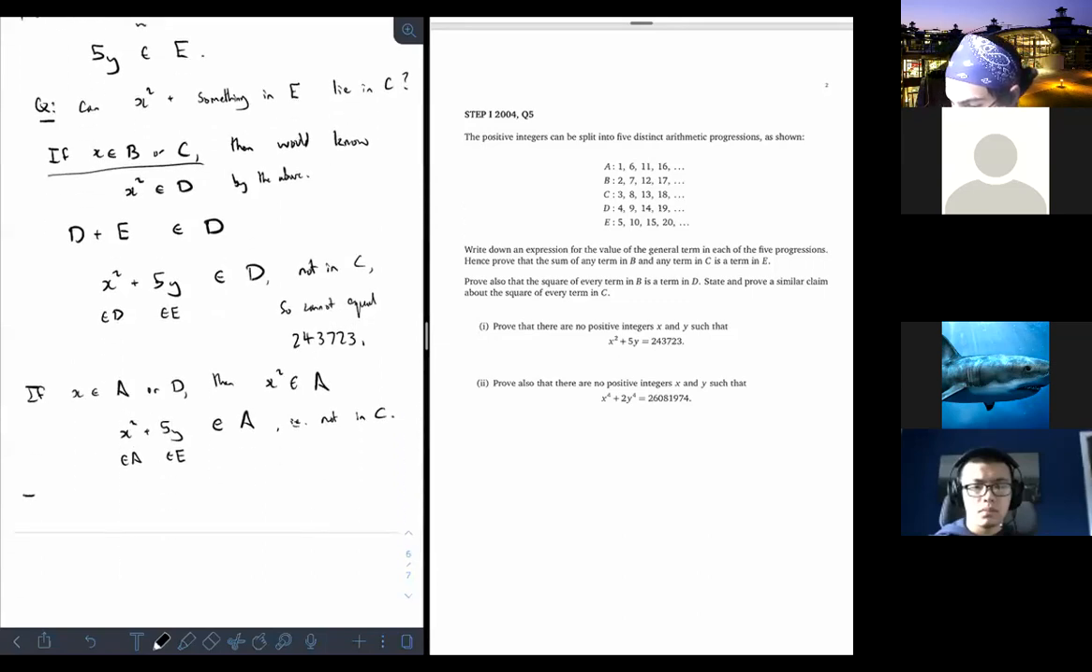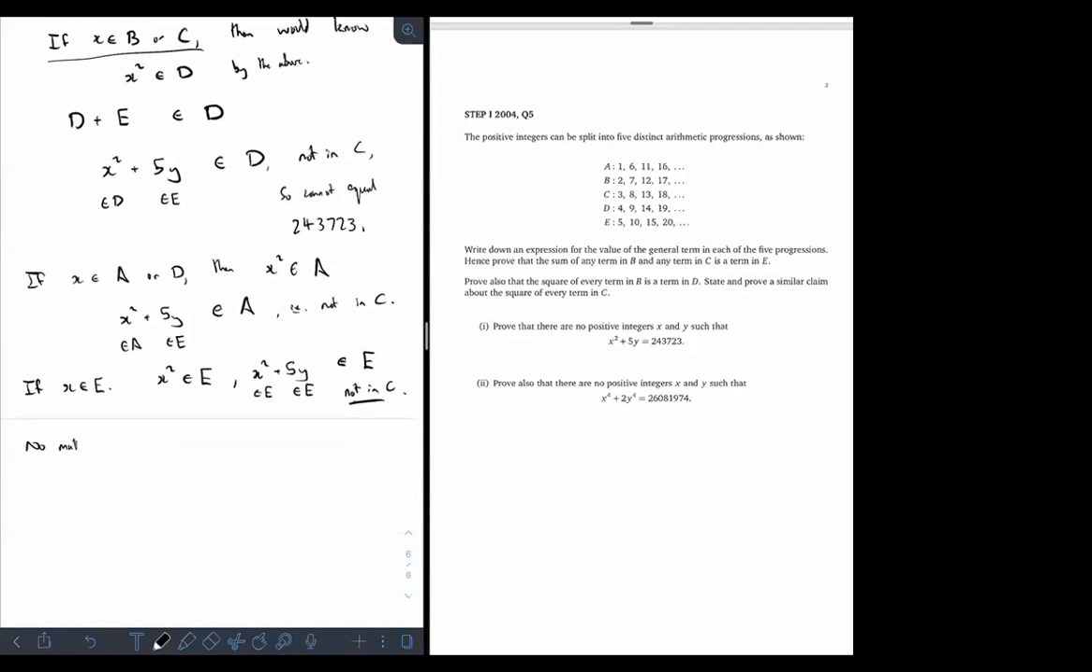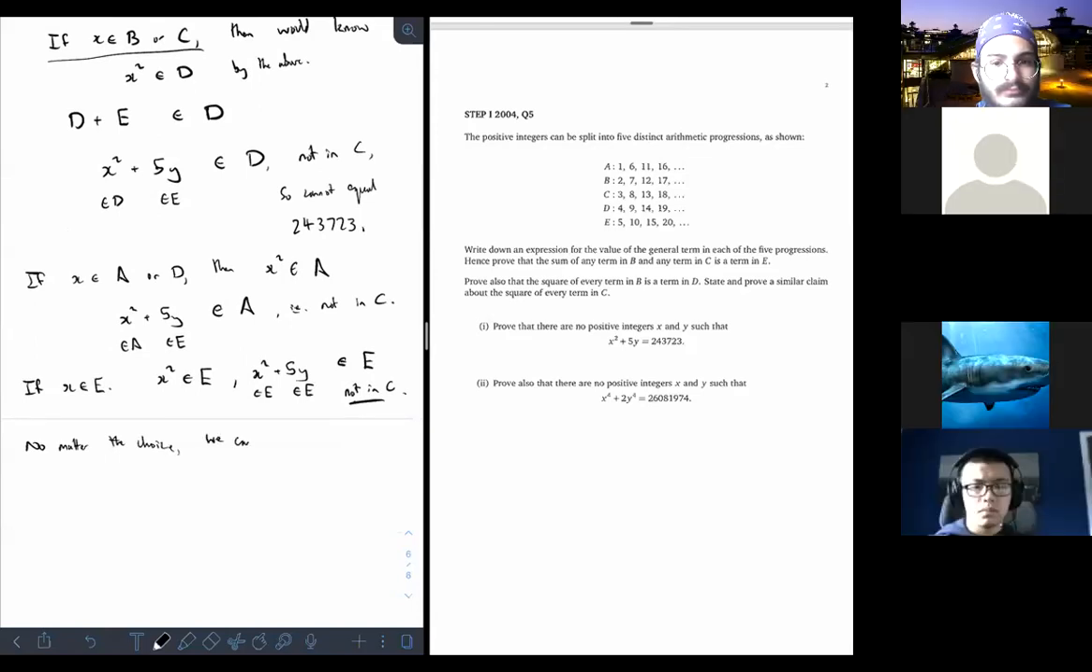So the final case to consider is if x is in E. But then you can show that if x is in E, then in fact x squared is again in E, and so x squared plus 5y is something in E plus something else in E, which has to lie in E, which is again not in C. And so no matter the choice, we can never have x squared plus 5y in C. And so there is no solution.